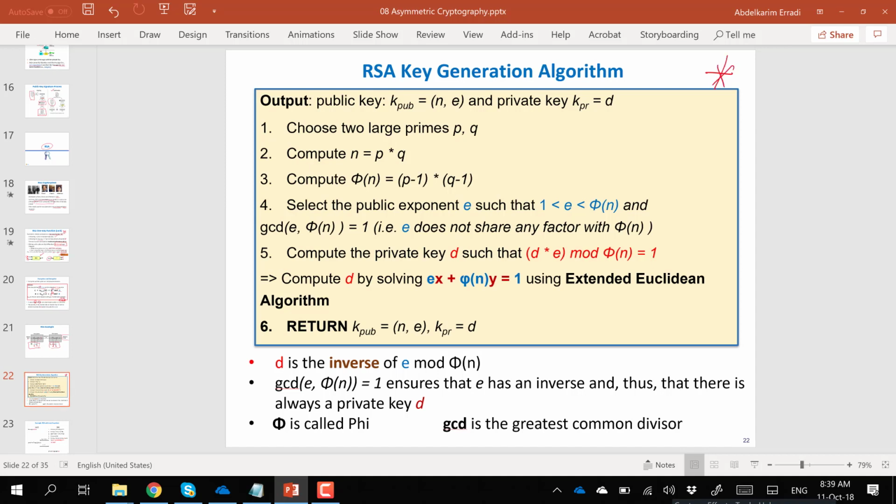Okay, so what is the output of this algorithm? It gives us two things. One is the public key, which has N, the modulus, and E, the exponent. And what else does it give? The private key, which is D.